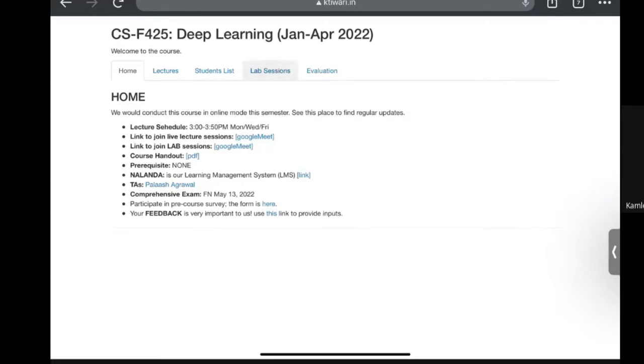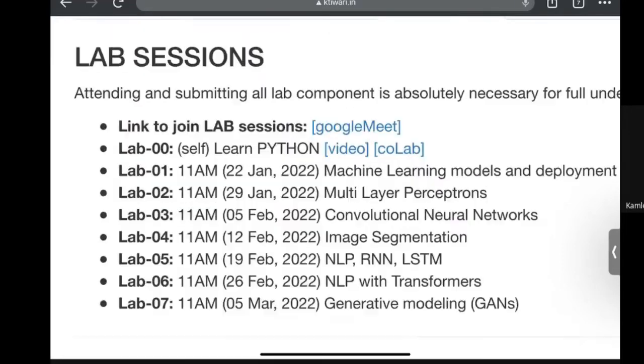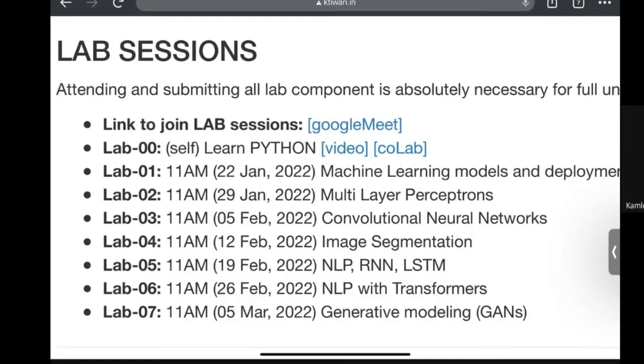Second thing, if you look at the lab sessions, you can see that 7 lab sessions are planned. The first one is self-paced. There is a video, and there is also a Google Colab notebook. So please access this. If you know Python and are good at it, you need not go into that. But otherwise, please go and see this and do the exercises so that you are at least able to go ahead with Python.